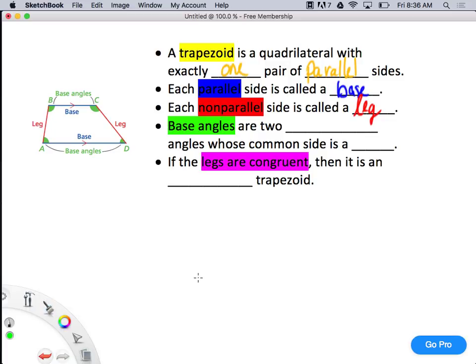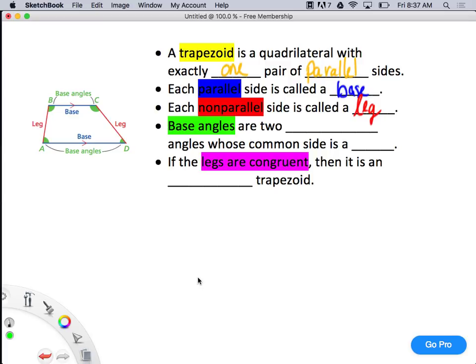Okay, so here we go. One pair of parallel sides. The parallel sides are the bases. The non-parallel sides are the legs. Is this a parallelogram? Do I have two pairs of parallel sides? Are these sides parallel? No. So it's only one pair of parallel sides. It's a half parallelogram. So it's not a parallelogram.